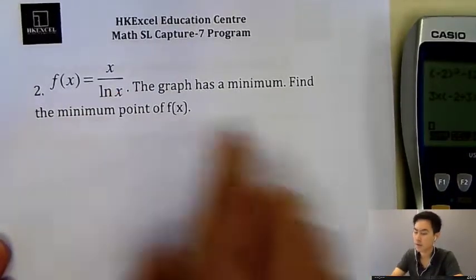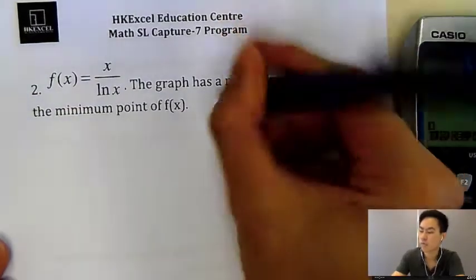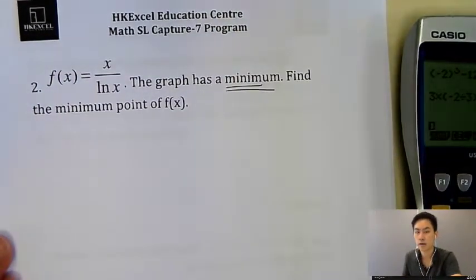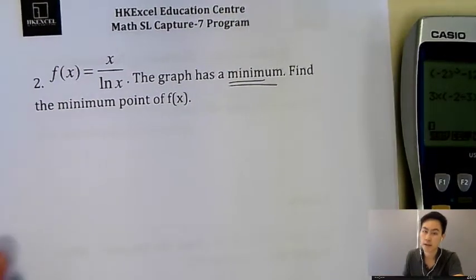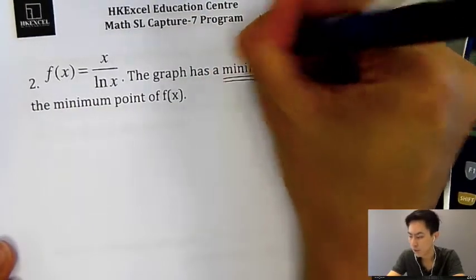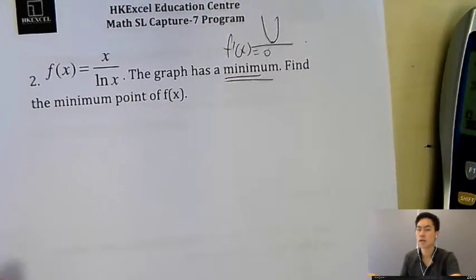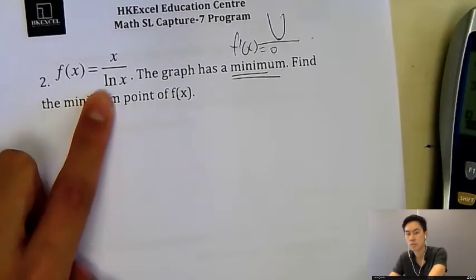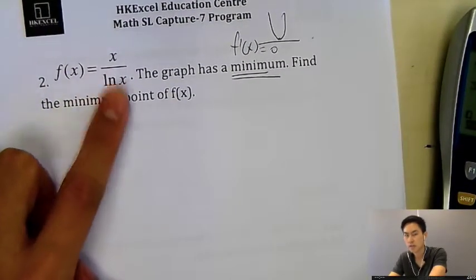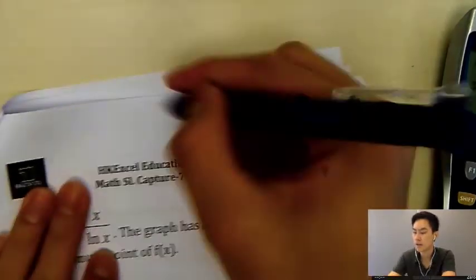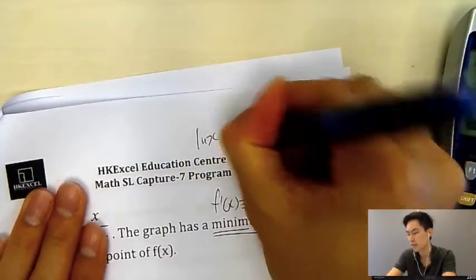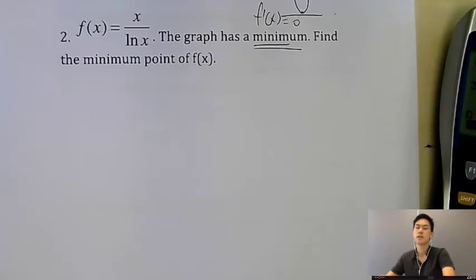Quotient rule. Okay, so the graph has the minimum point. Find the minimum point. I'll let you try. For a minimum, the slope at that point must be equal to 0, so f'(x) must be equal to 0, right? Okay, so quotient rule. Do you still remember that? Low d high minus high d low over low square. When you differentiate ln x, on the data booklet you have 1 over x. Okay, try this. You can have 50 seconds.